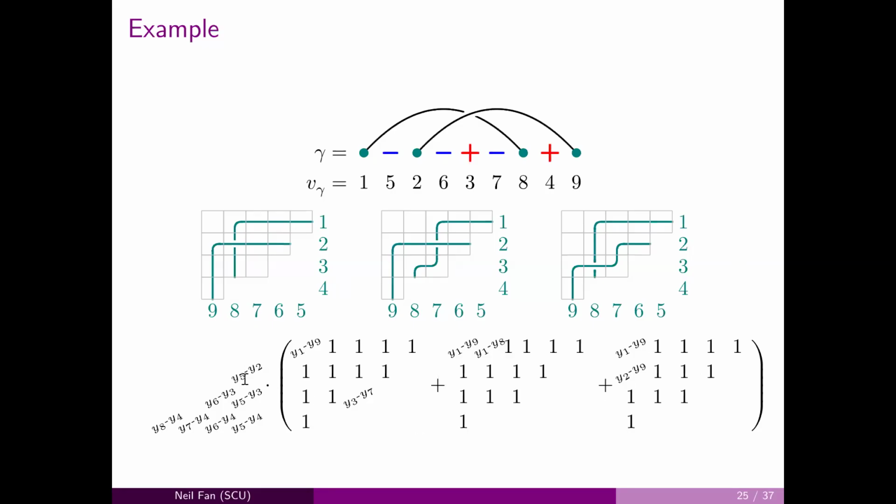And this factor is the boxes outside the partition in the rectangle. For example, this box outside the partition corresponds to y5 minus y2. And for this empty box outside the partition, the weight of this tile is y6 minus y3, and so on. So this is the localization.